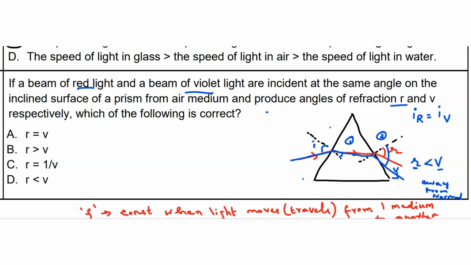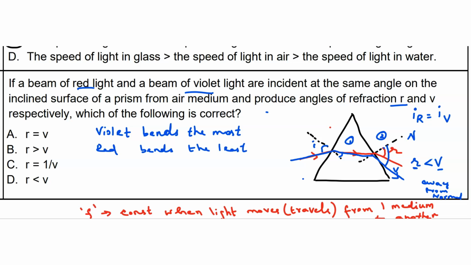So they have given four options. Okay, you know which is going to have the greatest bending here? Violet. So violet bends the most. If it bends the most, the angle between the refracted violet ray and the normal will be greater. And red bends the least.